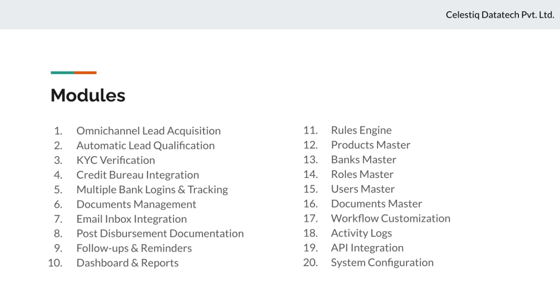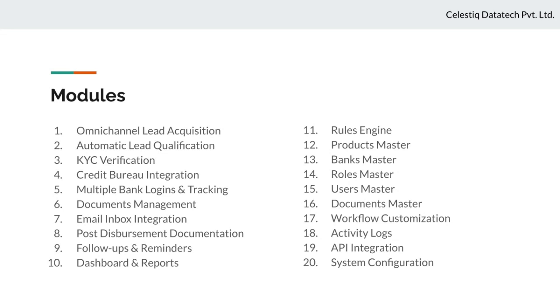We have multiple dashboards and reports. We have a customizable rules engine. We have a products master where you can define what products your organization is into. You can define the number of banks your organization works with. You can define custom rules with the custom role-based access control policy. Then we have a users master where you can add other users for your platform. So if you have maybe a team of 20, 50 people working for you, you can provide them access to the Celestiq LOS via this module.